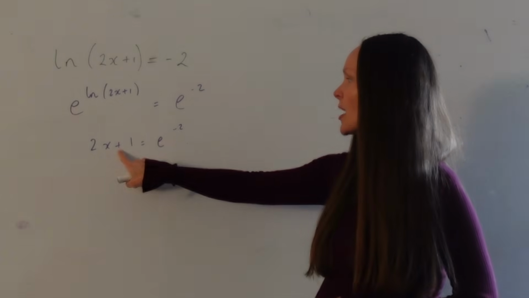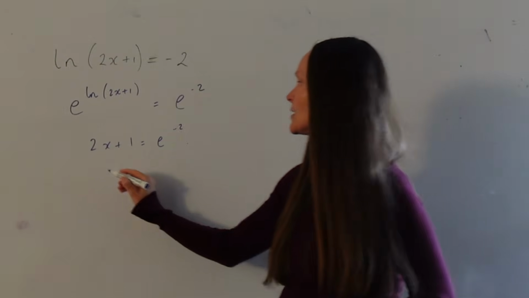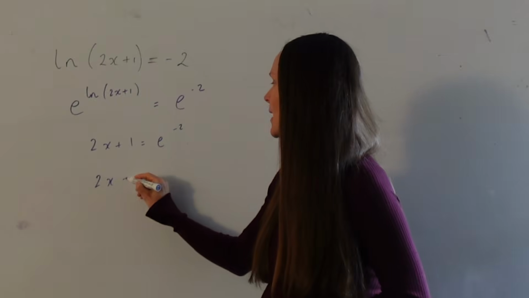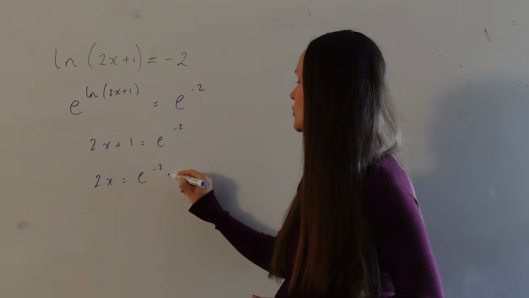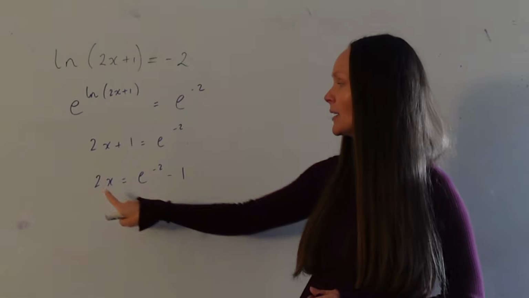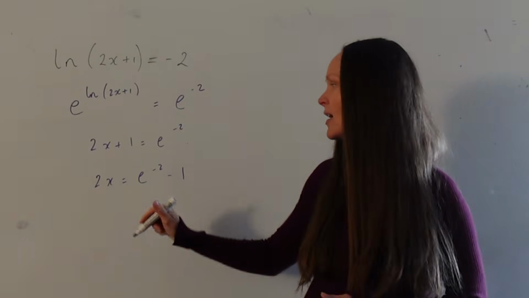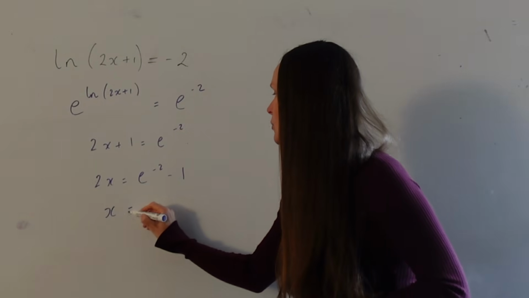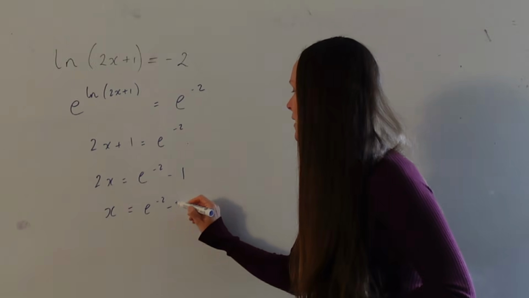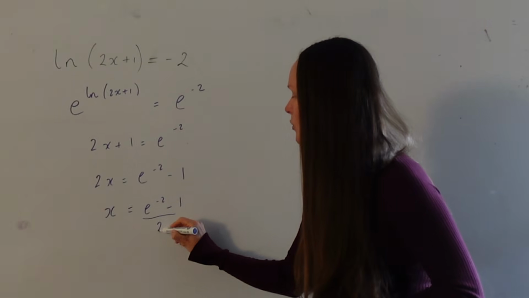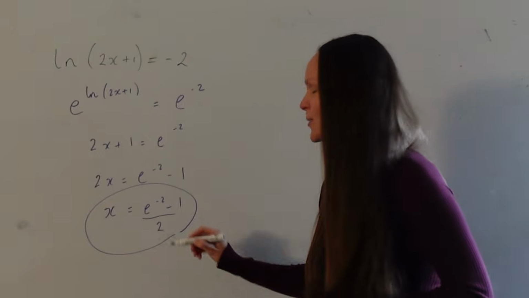Next I'm going to subtract 1 on both sides of the equation, so that we have 2x equals e to the negative 2 minus 1. And finally, we need to divide by 2 on both sides, so that x is equal to e to the negative 2 minus 1, all divided by 2. And that is the answer to the first one.